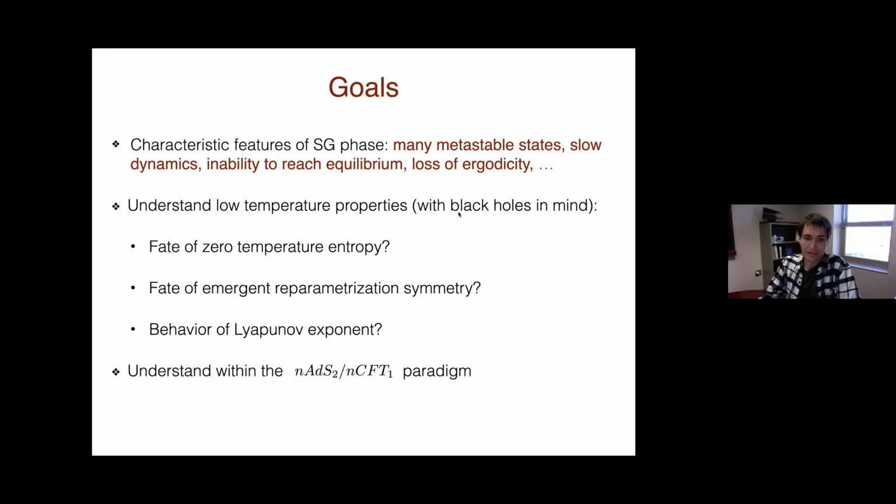So we want to understand some of these properties, and then with AdS/CFT in mind, ask some of the questions related to the points that I had in my review section. What happens to the zero temperature entropy? What happens to this emergent reparametrization symmetry and the Schwarzian and all that? We can also think about quantities like the Lyapunov exponent and ask what happens to that at low temperatures in such glasses. And then at the end of the day, we would like to understand within this holographic paradigm, how do you think about these properties? Okay, is that clear so far?